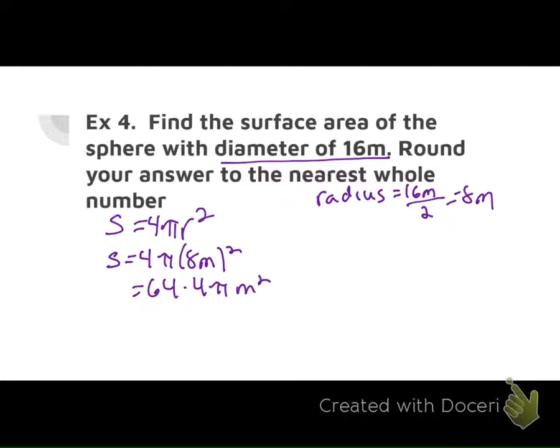What's 64 times 4? 256? Okay, thank you. 256 pi meters squared. And when you do 256 times pi, 804 meters squared. Nice job.